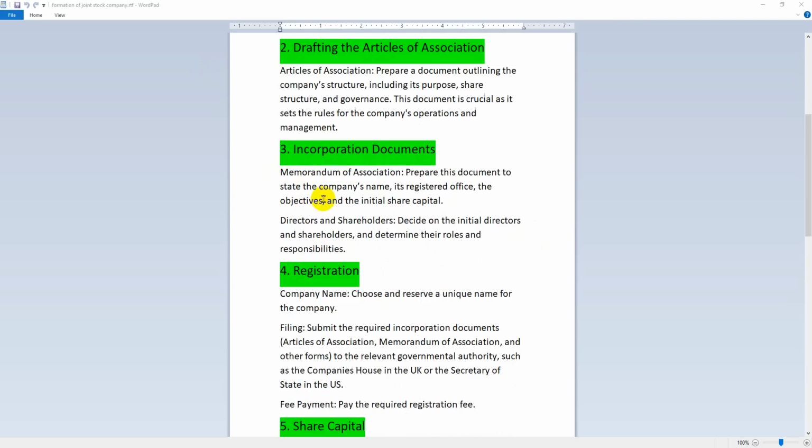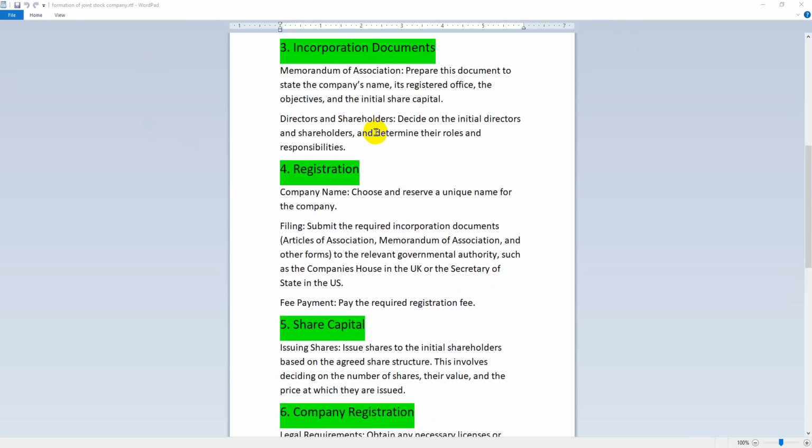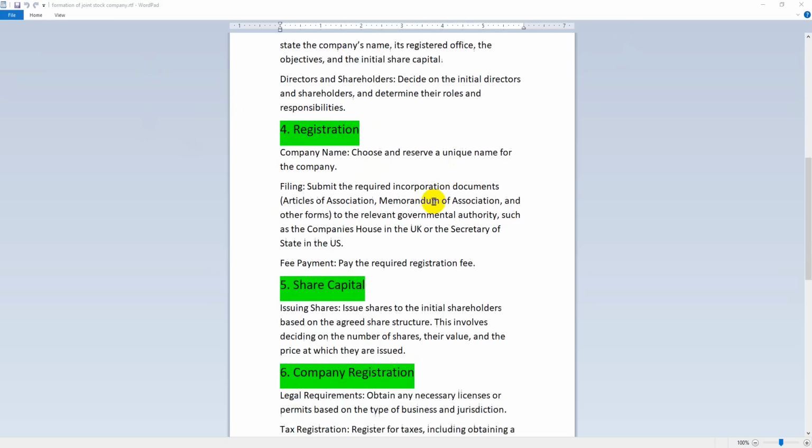Number three is incorporation documents. Memorandum of association: prepare this document to state the company's name, its registered office, the objectives and the initial share capital. Directors and shareholders: decide on the initial directors and shareholders and determine their roles and responsibilities.